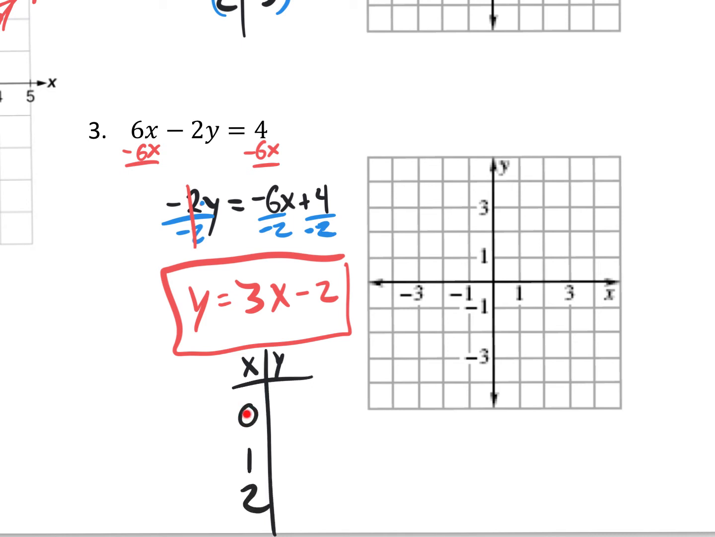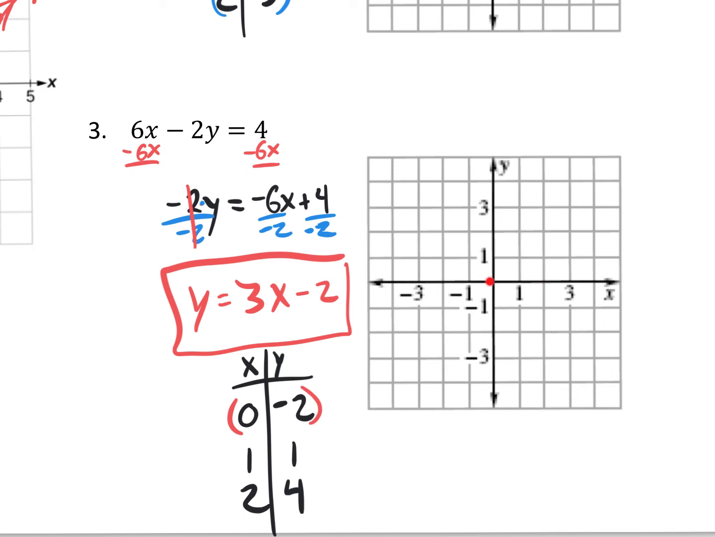So if we do plug in a 0 into the x, 3 times 0 is 0, and 0 minus 2 is negative 2. So when I plug in 0, I get out a negative 2. When I plug in a 1, 3 times 1 is 3, 3 minus 2 is 1. And when I plug in a 2 right there, 3 times 2 is 6, and 6 minus 2 is 4. So we have these coordinates, 0, negative 2.